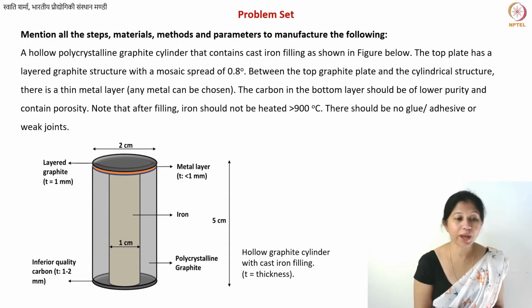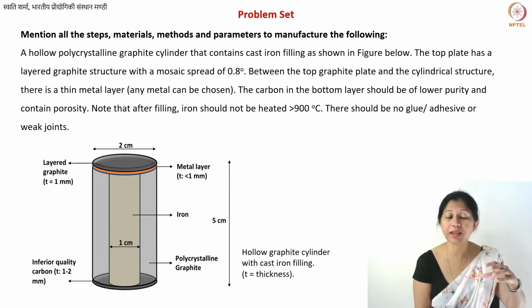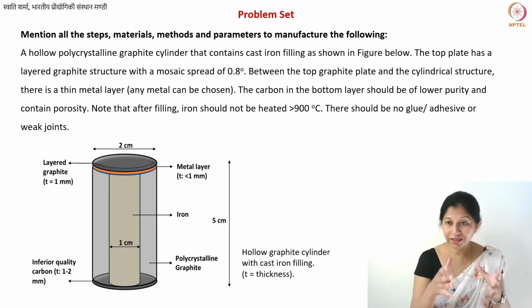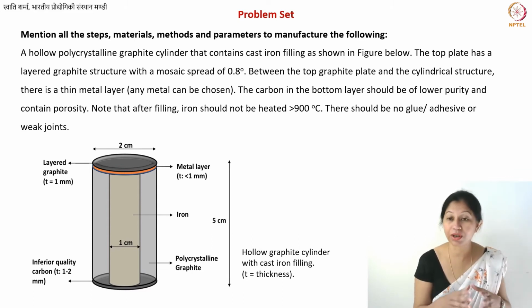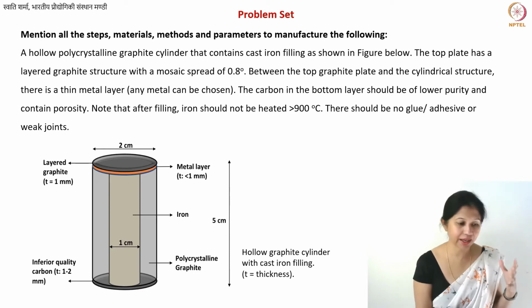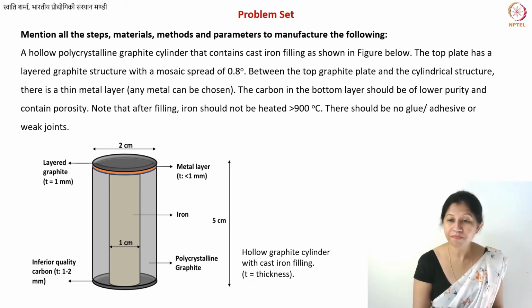Okay, so now we come to a manufacturing related problem. You can see in this problem, I have given you a certain shape, a certain cylinder of graphite, and you have to fill some iron inside it. And then there are some other parameters that you can see in this problem. Now, this is one structure and it contains 3 different types of carbons. So you have a graphite cylinder, and then you have HOPG. And then you also have some low purity carbon, and then of course some other metals and so on. So how would you go about making such a structure? So let's solve it.